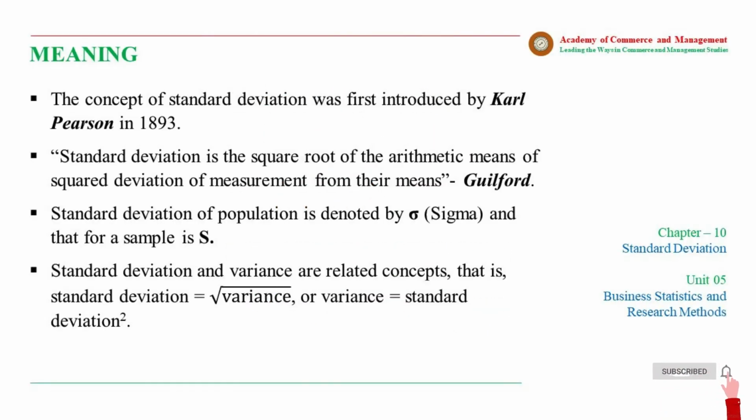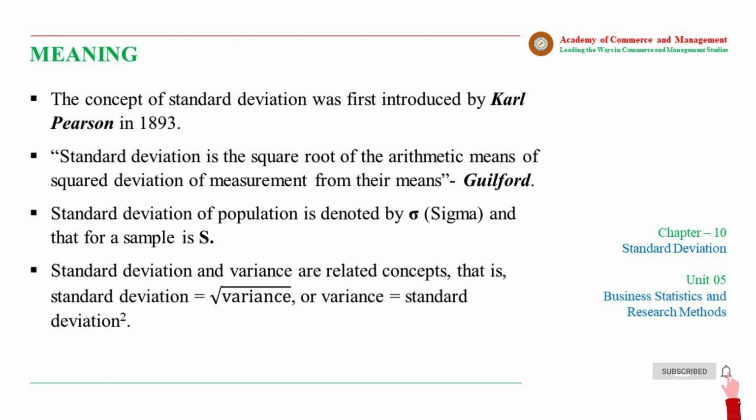First of all, let us discuss the meaning and definition of standard deviation. The concept of standard deviation was first introduced by Karl Pearson in 1893. According to Guilford, standard deviation is the square root of the arithmetic mean of squared deviations of measurements from their mean. Standard deviation of a population is denoted by sigma, and that for a sample is S.